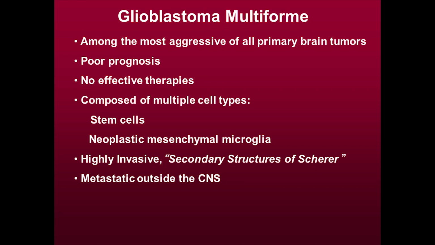It's the neoplastic mesenchymal microglia that invade through the brain, and they invade using these secondary structures of Scherer, which were described many years ago by Professor Scherer. There are anatomical regions in the brain, and the tumor cells will use these anatomical regions to spread throughout the brain. Consequently, it becomes almost impossible to cure GBM with surgery alone. And the other characteristic of this tumor is they metastasize. When GBM cells escape from the brain and get into the body, they spread like crazy. Powerful metastatic disease. Unfortunately, it doesn't happen very often, but when it does, it's devastating.